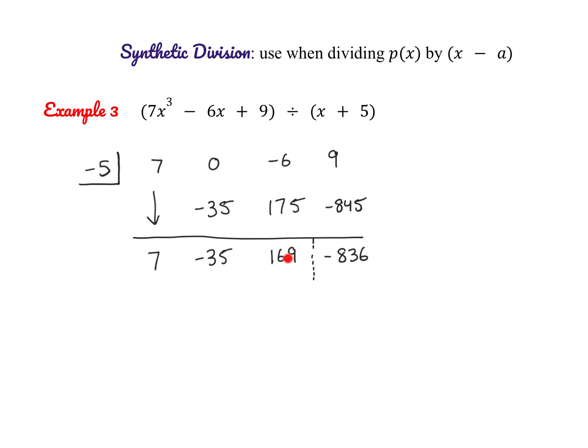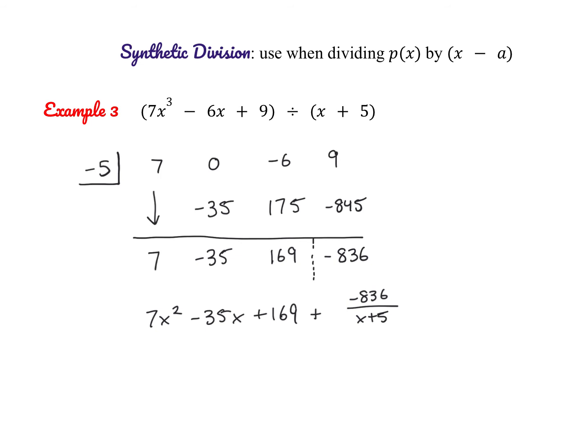So these are the coefficients in the remainder of our answer. So when we're writing our final answer, what you're going to do is look at the degree of your original problem. And we're going to drop that down 1 to write the variables for our answer, because we started with x cubed and we divided out a power of x. So this just means 7x squared minus 35x plus 169, and then this is our remainder. So our remainder is negative 836 over x plus 5.